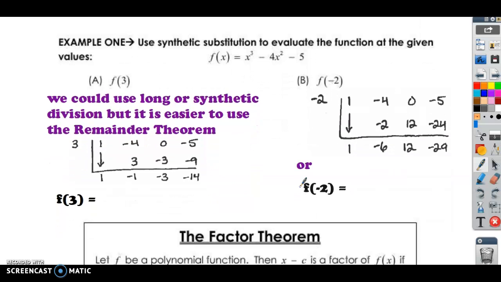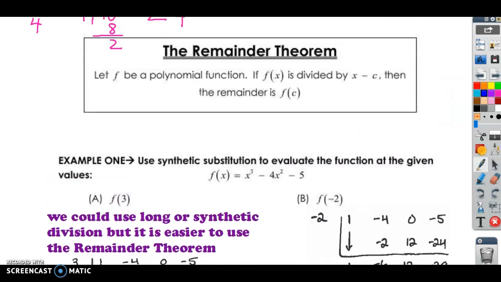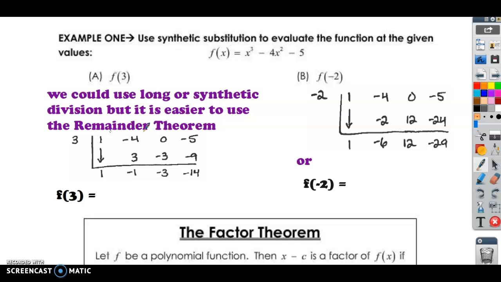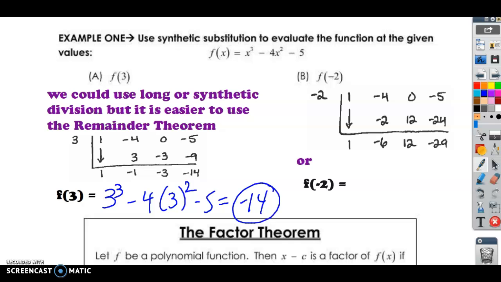Example 1 says use synthetic substitution to evaluate the function at the given value. If you're given a polynomial, yes, you could just plug in 3. That's the easiest method to use for the remainder or factor theorem. What is f of 3? If I plug 3 into my original equation, I get 3 cubed minus 4 times 3 squared minus 5. That gives me negative 14. That gives me the same value if I use synthetic division.